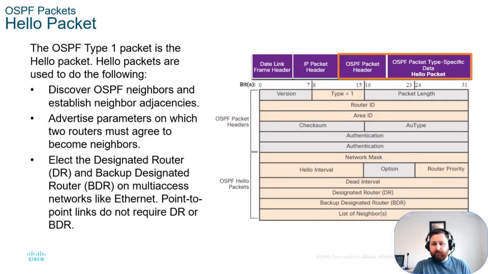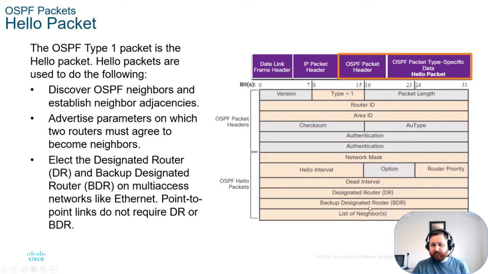So a type 1 packet is our initial hello message that's being sent out. In our hello message, there's a lot of information being contained, and specifically the information that we care about is router ID and area ID. We'll also see information such as the network mask, hello interval, dead interval, and then what we think the designated router and backup designated router are as well.